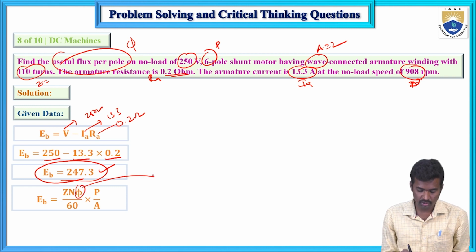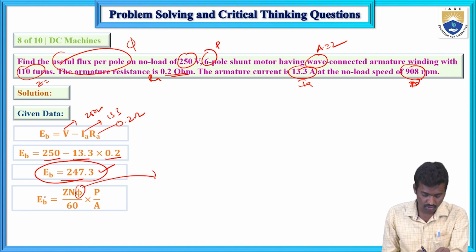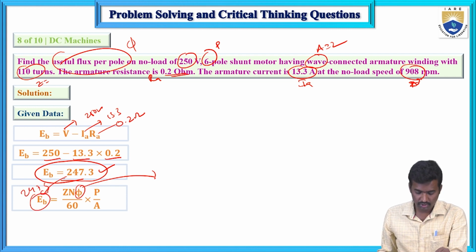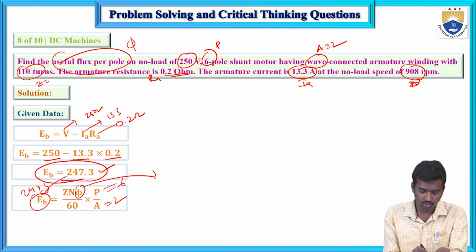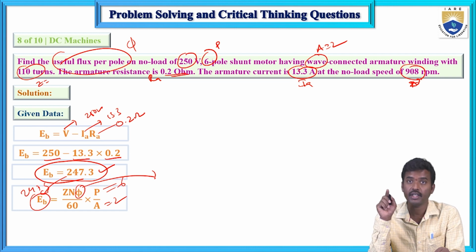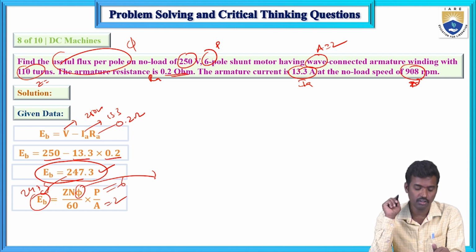Here phi is what you need to determine. Substitute the same values: this is 247.3, A equals 2, and P, the number of poles, is 6. And Z equals 110 into 2, not 110. Turns are different, conductors are different.